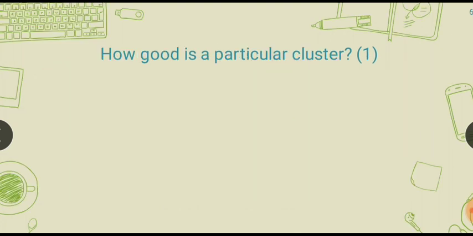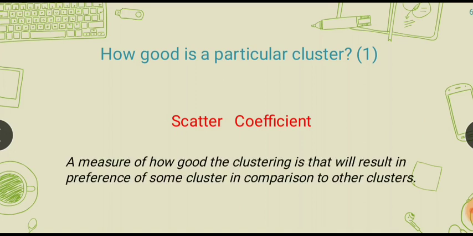So, let's come to similarity again. We said similarity is subjective. So, when similarity is subjective, there has to be some means of finding out how good a cluster is. That is, when I'm doing clustering, when I'm grouping data objects, there has to be some means of telling me whether my cluster is good enough or not. So there we have the scatter coefficient. What is the scatter coefficient? It is just a measure of how good the clustering is that will result in preference of some clusters in comparison to other clusters.